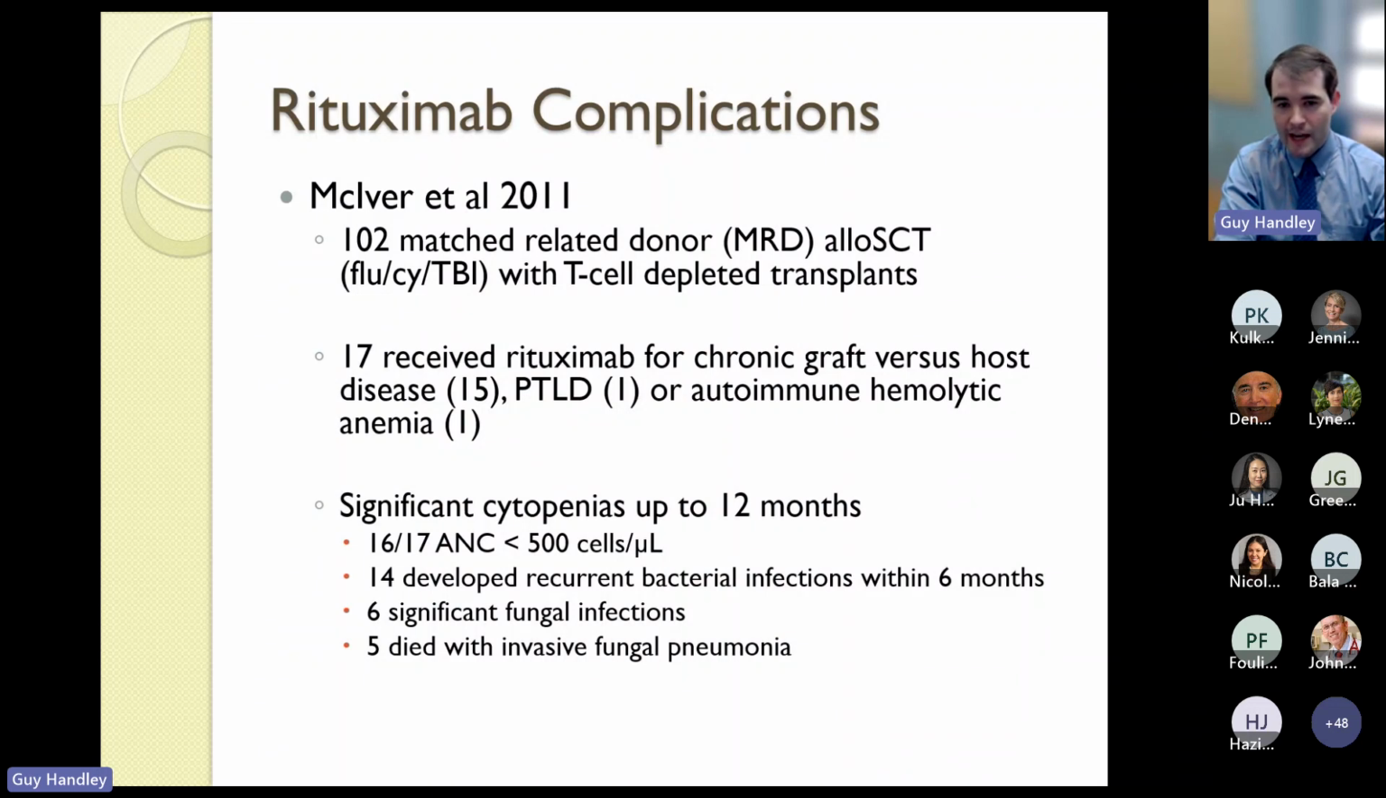It was in 2011. They took 102 matched-related donor transplants with some pretty T-cell depleted transplants, so high risk of PTLD. They got rituximab for other reasons: graft versus host disease, one of them for PTLD, and one for an autoimmune hemolytic anemia. The main thing to take away from it, though, is that there were substantial cytopenias for up to a year afterwards. 16 to 17 patients had severe neutropenia still. 14 developed recurrent bacterial infections, 6 of them significant fungal infections, and 5 actually died of invasive fungal pneumonia.